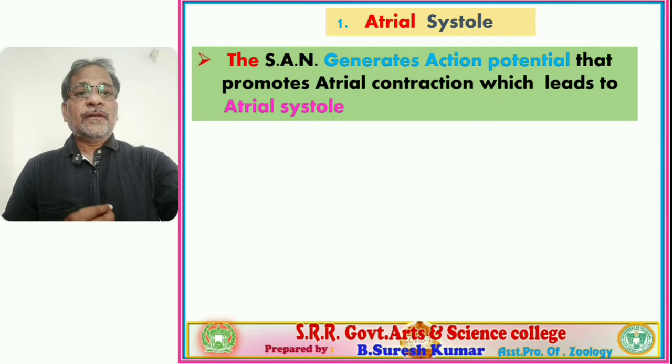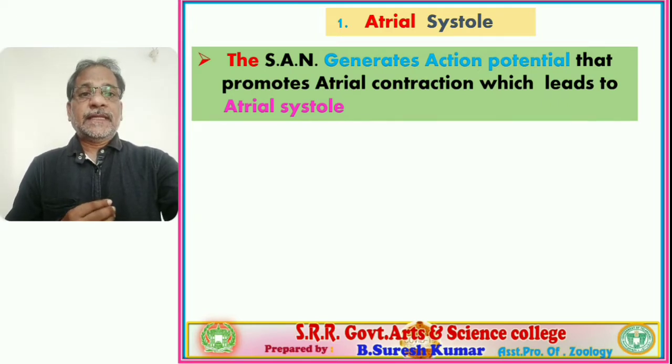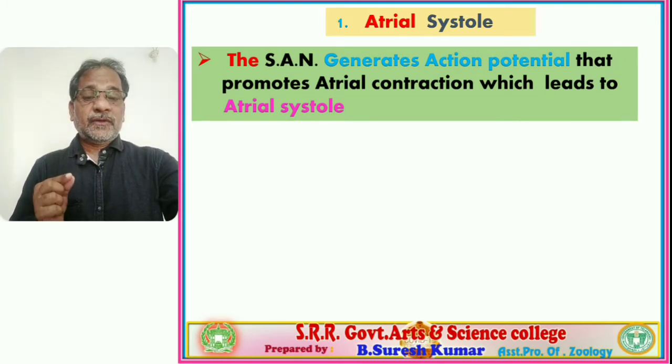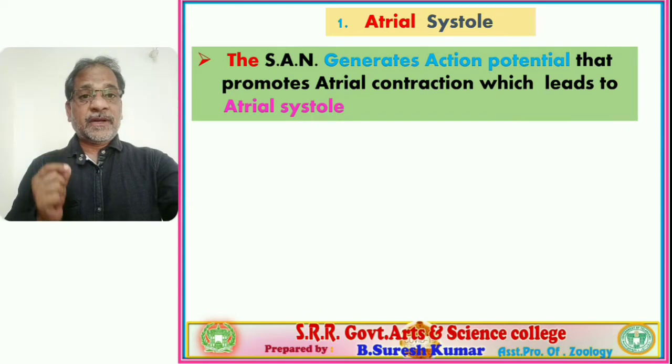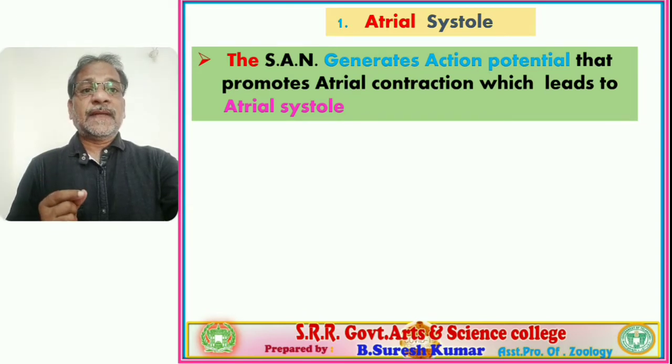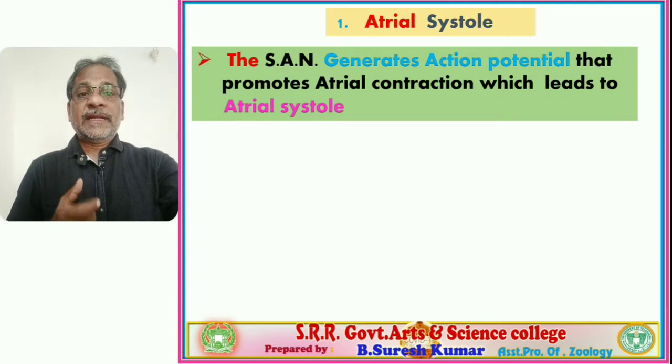So now, first, what happens? The sinoatrial node generates the action potential that is required to initiate the heartbeat. The sinoatrial node is the primary pacemaker, present in the wall of the right atrium at the upper corner. So what does this sinoatrial node generate? Action potential, and that promotes atrial contraction, which leads to atrial systole.